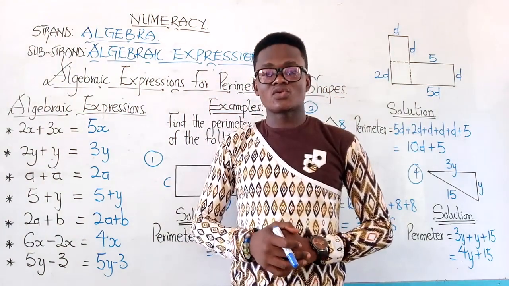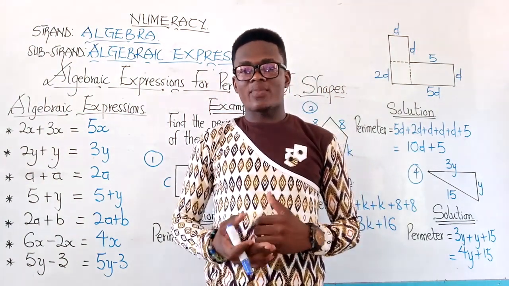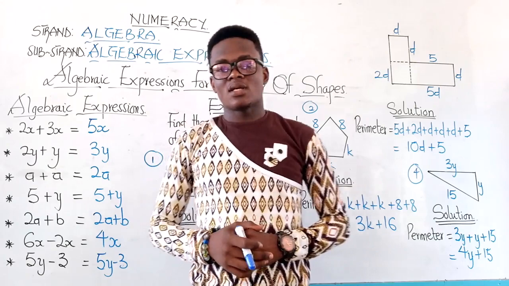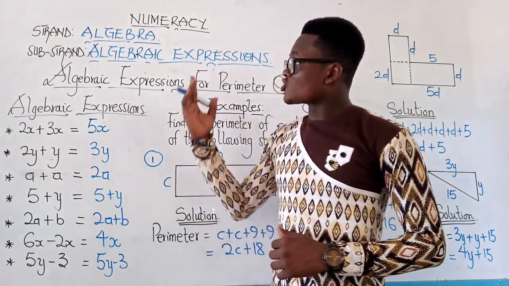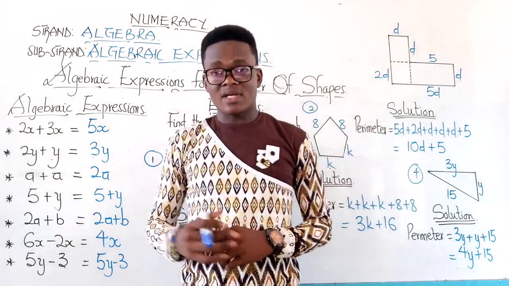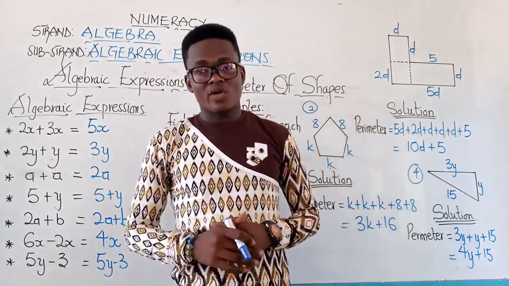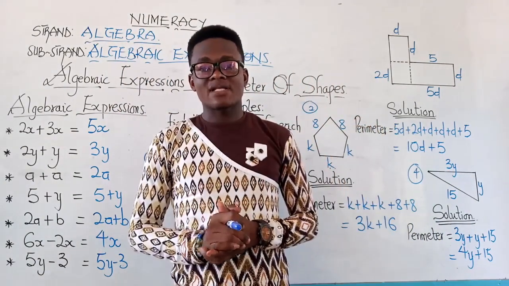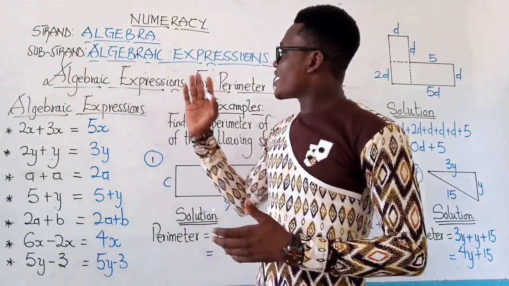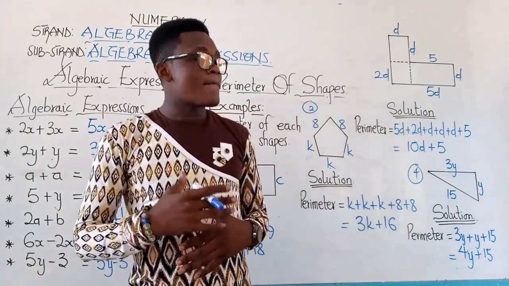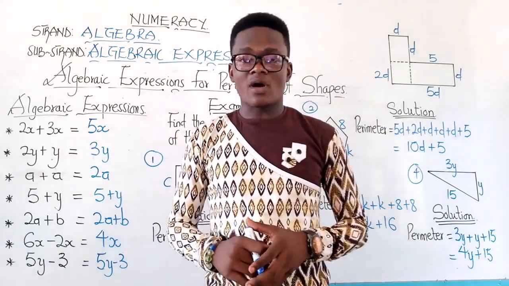Today we are going to look at a couple of things in numeracy. Today our strand and substrand remain the same, that is algebra and algebraic expressions. So today we are going to basically solve algebraic expressions for perimeter of shapes.